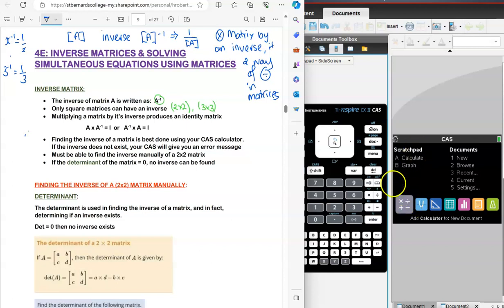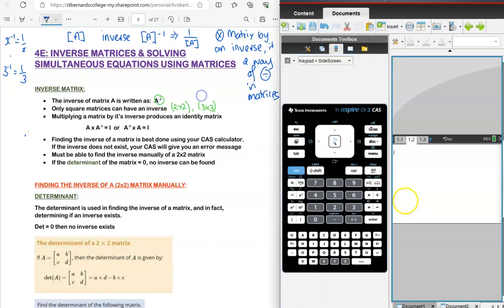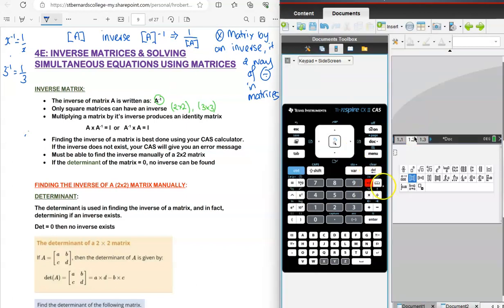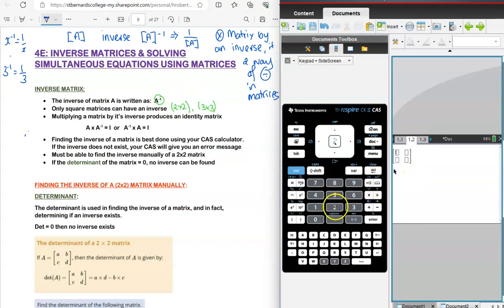So if I come over here into our calculator, I'll show you an example. Say I had this matrix, I'm just making it up. Now, to find its inverse on the calculator, all we have to do is raise it to the power of -1 and press enter. So this one over here is the inverse of the original one, which is 2, 3, 4, 5.